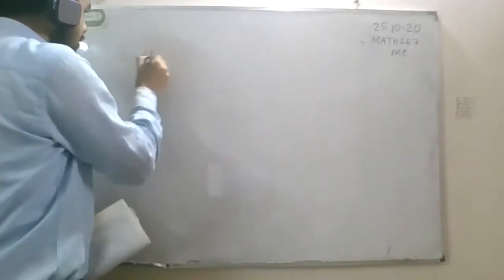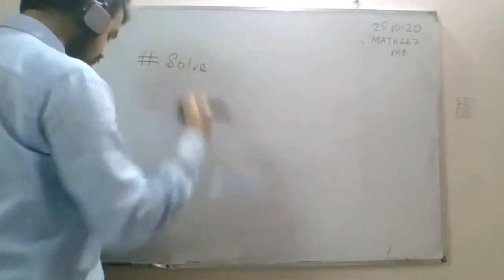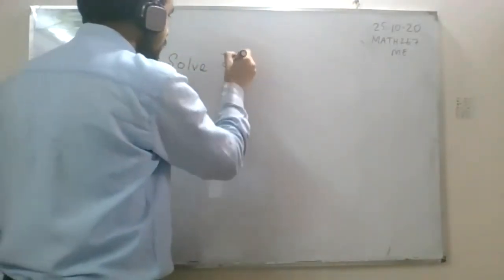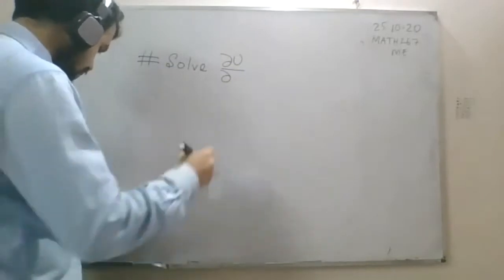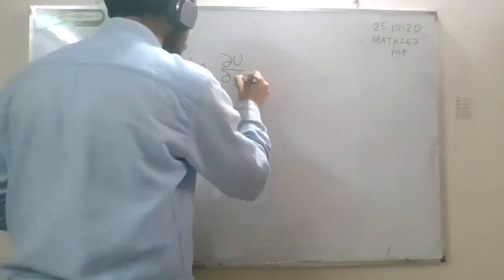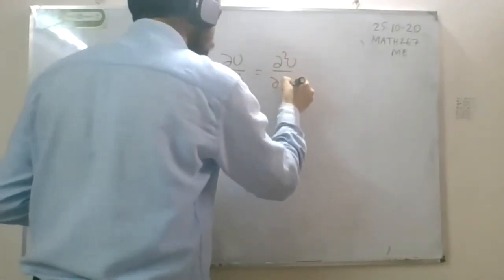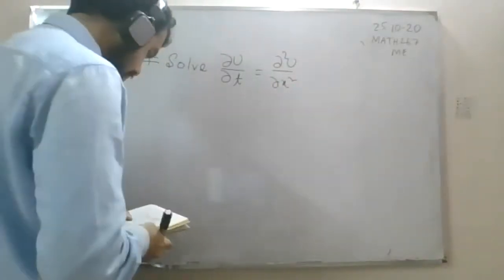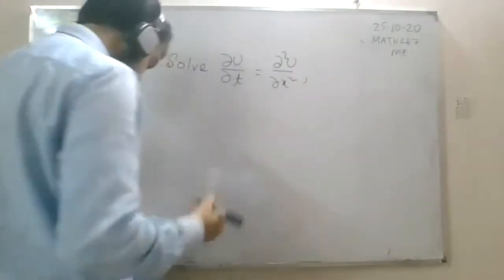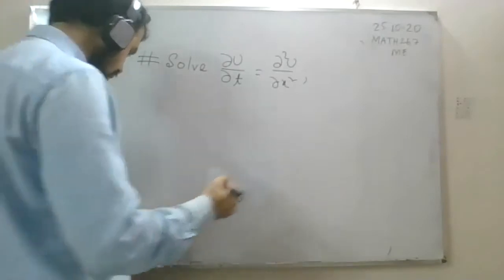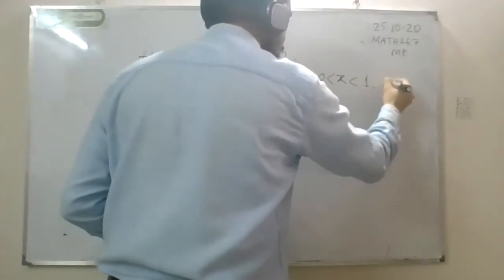Here I will give you another example. So here del u by del t equals del square u by del x square. This is our heat equation, one kind of.